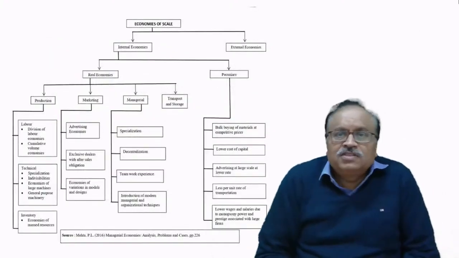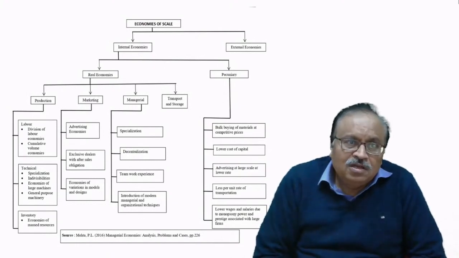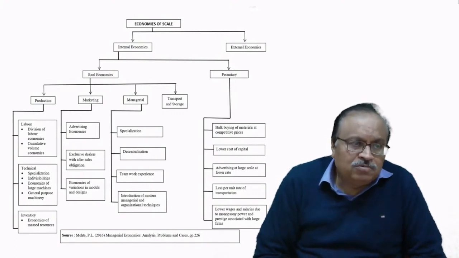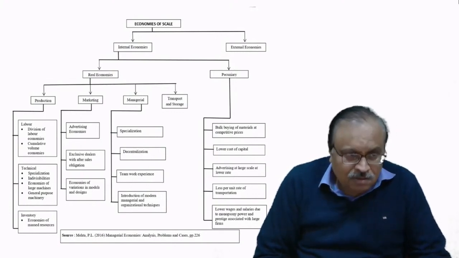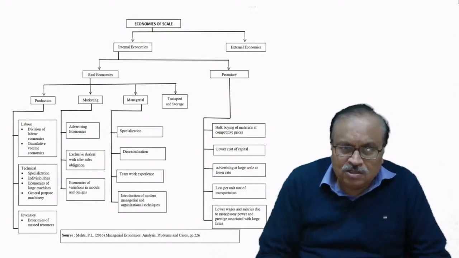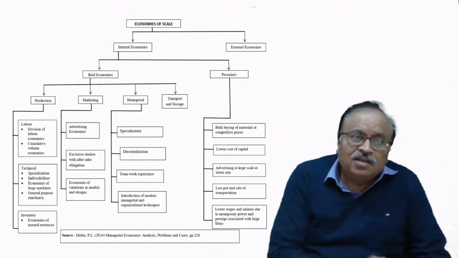So what does economies of scale constitute? Internal economies and external economies. Under internal, we have real economies and pecuniary economies. Real economies means it has a production block, a marketing area, a managerial area, and transport and storage. That is what logistics is. So these are the areas which are the real economies.